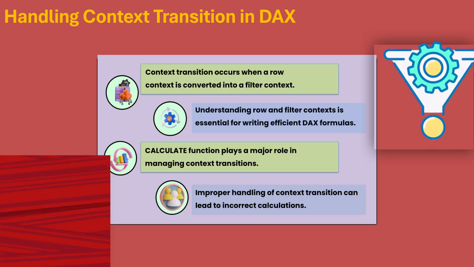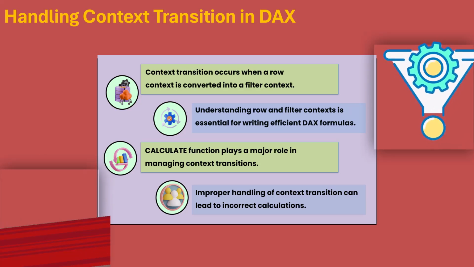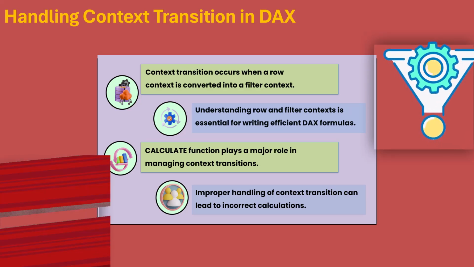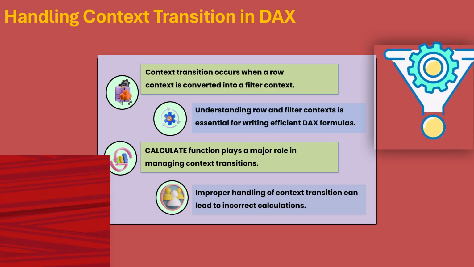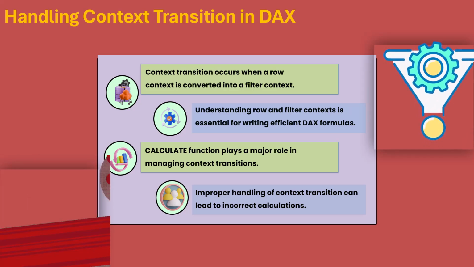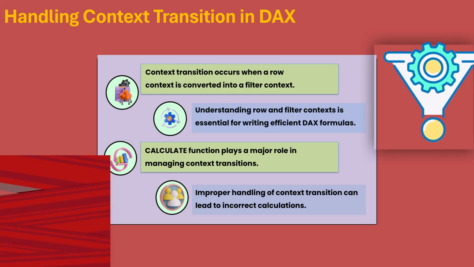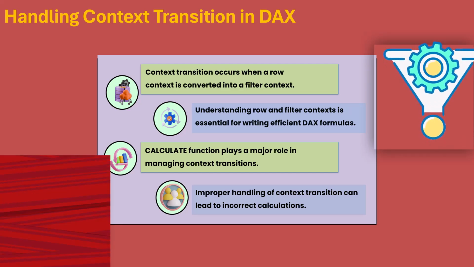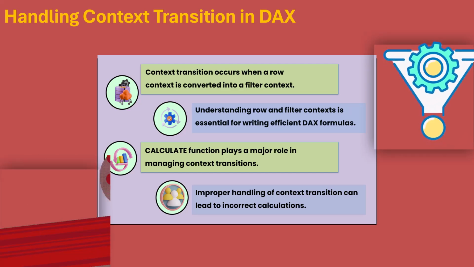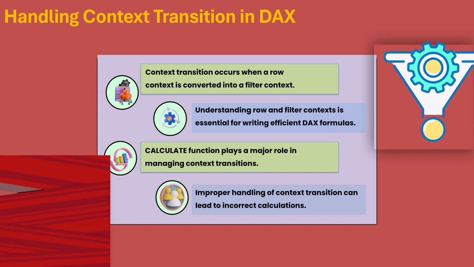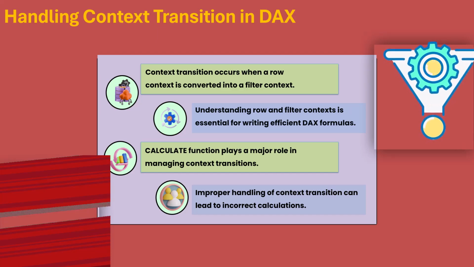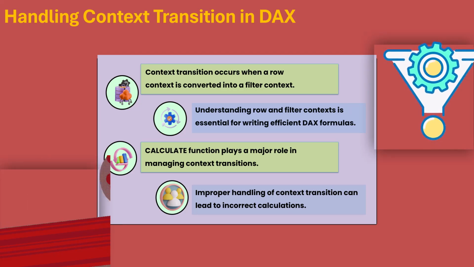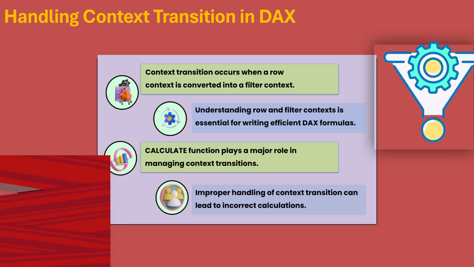Ever wondered why your DAX calculations sometimes misbehave? It's all about context transition. Row context transforms into filter context, and if you don't handle it properly, boom, unexpected results. Knowing how Calculate manages this magic trick can save your calculations from chaos. Mastering context transition helps you write more reliable and efficient formulas. Let's make sure your DAX behaves like a well-trained assistant, not a rebellious teenager.